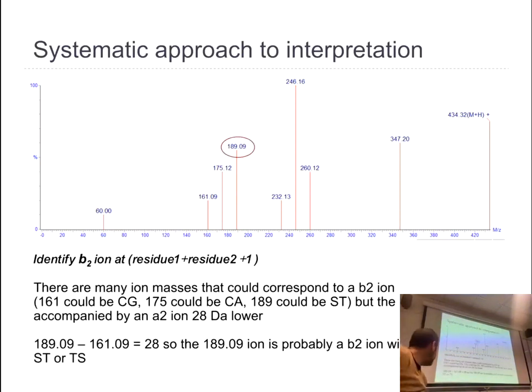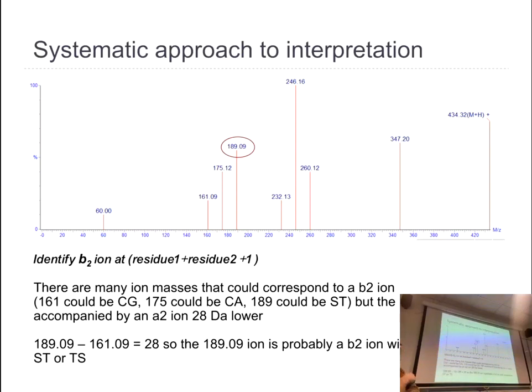Now, as I said, Keith loved finding the B2 ion. This is the region where you'd expect the B2 ions. They can be a bit higher as well, but you start here. So this is the thought process. There are many masses that could correspond to the B2 ion. The 161 could be a CG or a GC. You don't know, it's just the mass. The 175 could be a CA, and the 189 could be an ST.